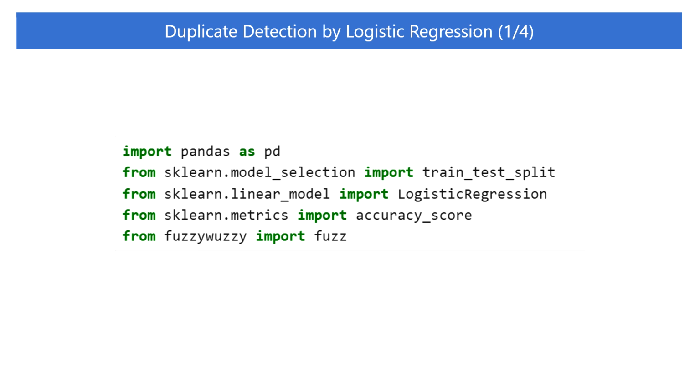Next, import LogisticRegression from sklearn. Next, import accuracy_score from sklearn metrics in order to evaluate the model performance based on accuracy. Finally, import fuzz from fuzzywuzzy so that we can compare partially similar text fields.